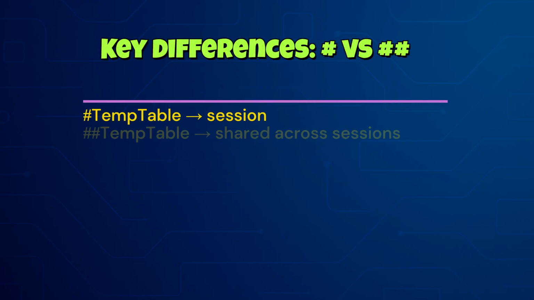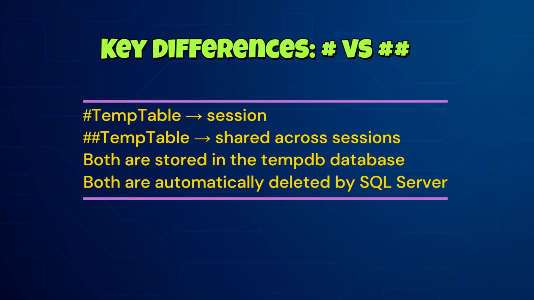Now let's quickly summarize the differences between single hash and double hash temp tables. Hash (#) temp table: session specific. Double hash (##) temp table: shared across sessions. Both are stored in the tempdb database. Both are automatically deleted by SQL Server. That's all about temporary tables in SQL Server.